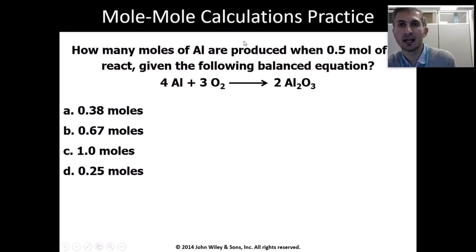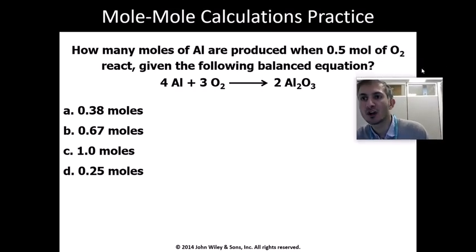And this is the final practice for mole calculation. I may ask you to work on that and see if you are able to get the correct answer. Here it says how many moles of aluminum are produced if we have 0.5 moles of O2. So how many moles of aluminum, question mark, when we have 0.5 moles of O2.